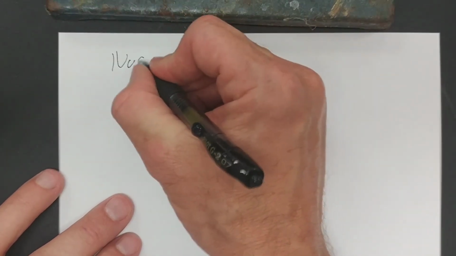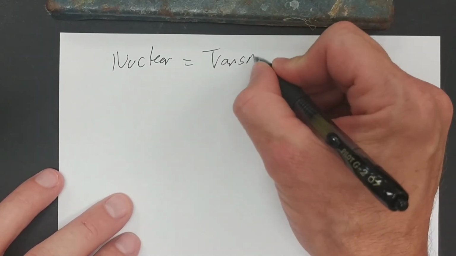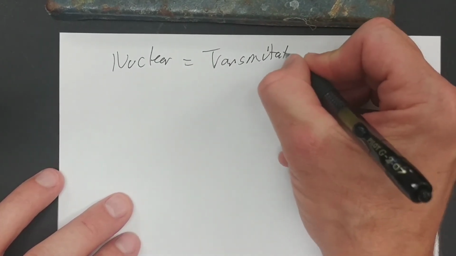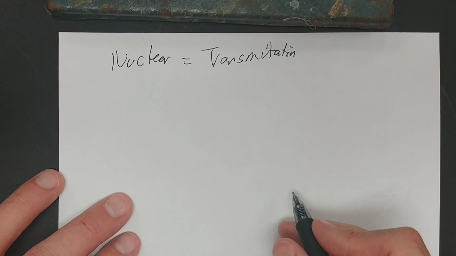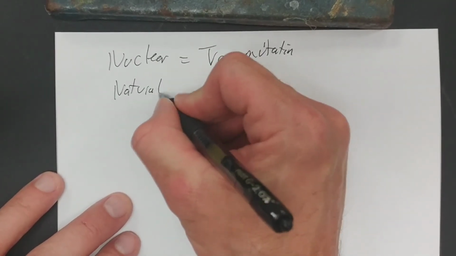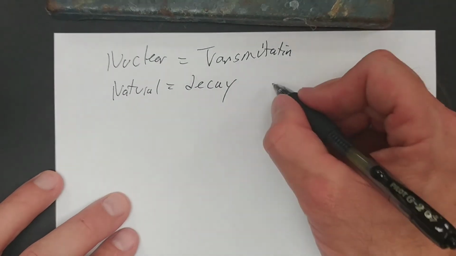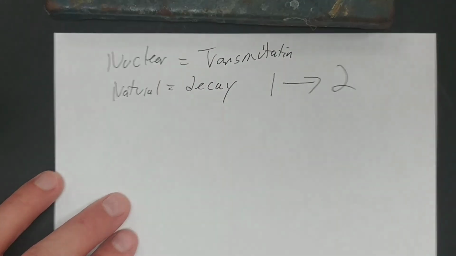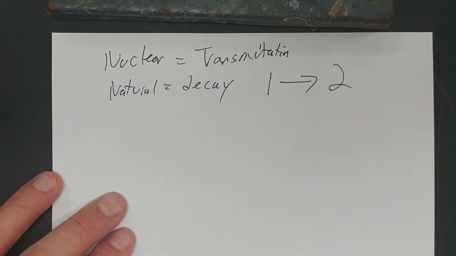All nuclear reactions are transmutation, where something changes into another element. Natural is going to be decay. When we look at something natural, there will be one thing on the left and two on the right. It'll be alpha decay, beta decay, positron decay.